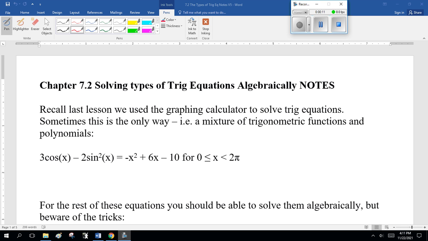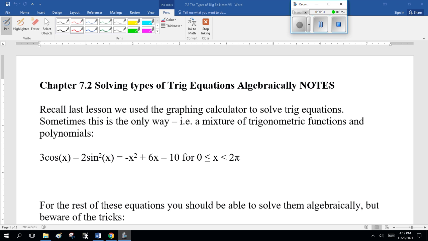Now, as you recall, last lesson we used the graphing calculator to solve trig equations. Sometimes it's the only way. For example, a mixture of trig functions and polynomials like this example here: 3 cos of x minus 2 sine squared of x equals minus x squared plus 6x minus 10, for 0 is less than or equal to x is less than 2 pi. And no, I'm not going to try solving that. You guys can graph if you want.